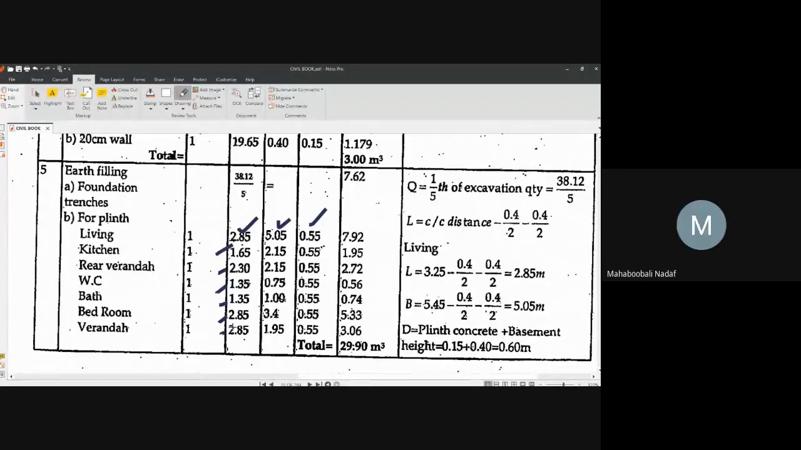So by adding all the things, you will get what? Total excavation filling. Total filling 29.9. This concept is very important. Center to center minus 0.4 by 2 minus 0.4 by 2, that you should understand in both the directions. That same thing you are doing it for other rooms. Simple. Clear this point?